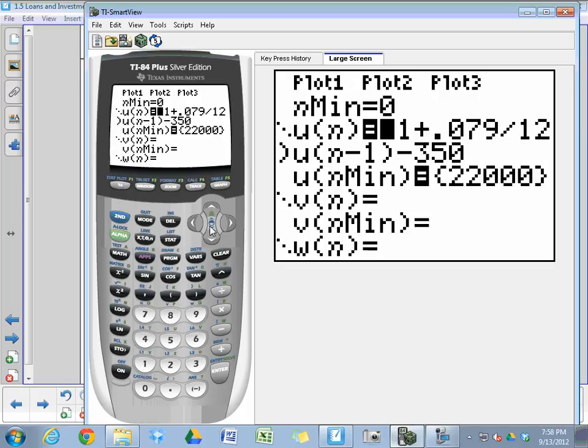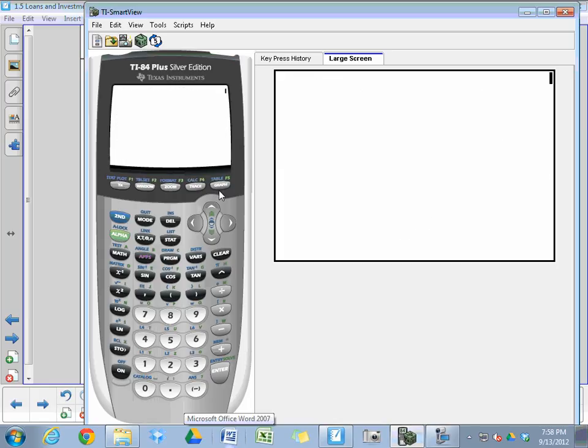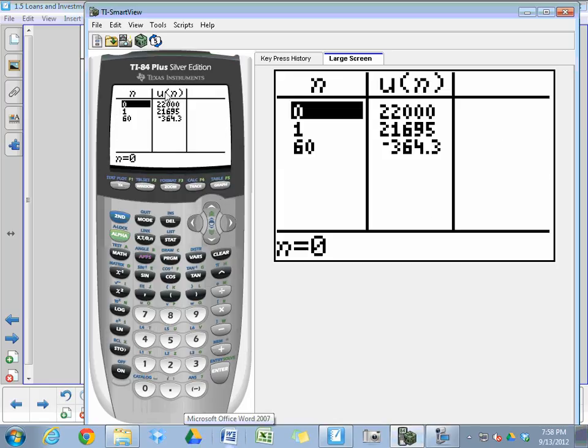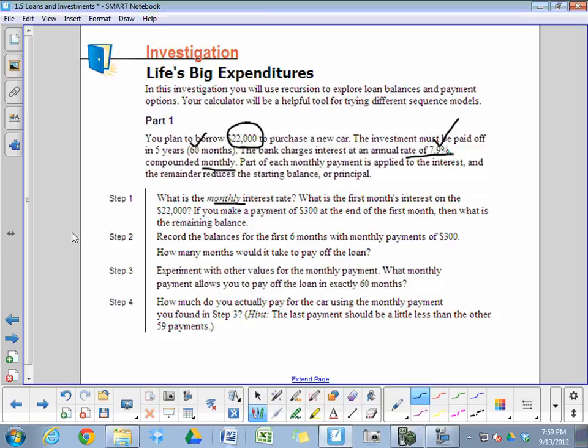Go back to y equals. Keep pumping up this amount. Maybe $450 a month would pay off the loan. Now go back to the table. Does it pay it off? Yes, we're down into the negatives. So maybe we need to tweak that a little bit. It's right around 450, but probably a little less will be the exact payment to pay off the loan. What monthly payment allows you to pay off the loan in exactly 60 months? That's step 3.